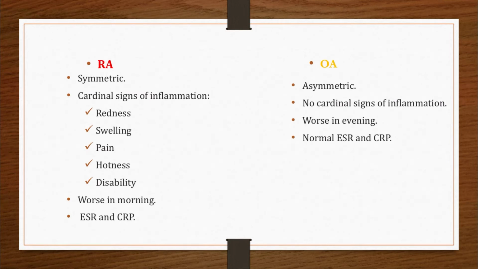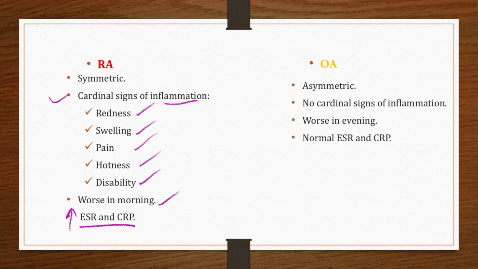Since rheumatoid arthritis is an autoimmune, chronic, symmetric, systemic, inflammatory disease, inflammatory means your patient will have the cardinal signs of inflammation, such as redness, swelling, pain, hotness, and disability, loss of function, which is worse in the morning and improves as the day passes with physical activity. Also, since it's inflammatory, your patient will come to you with elevated levels of ESR and CRP.